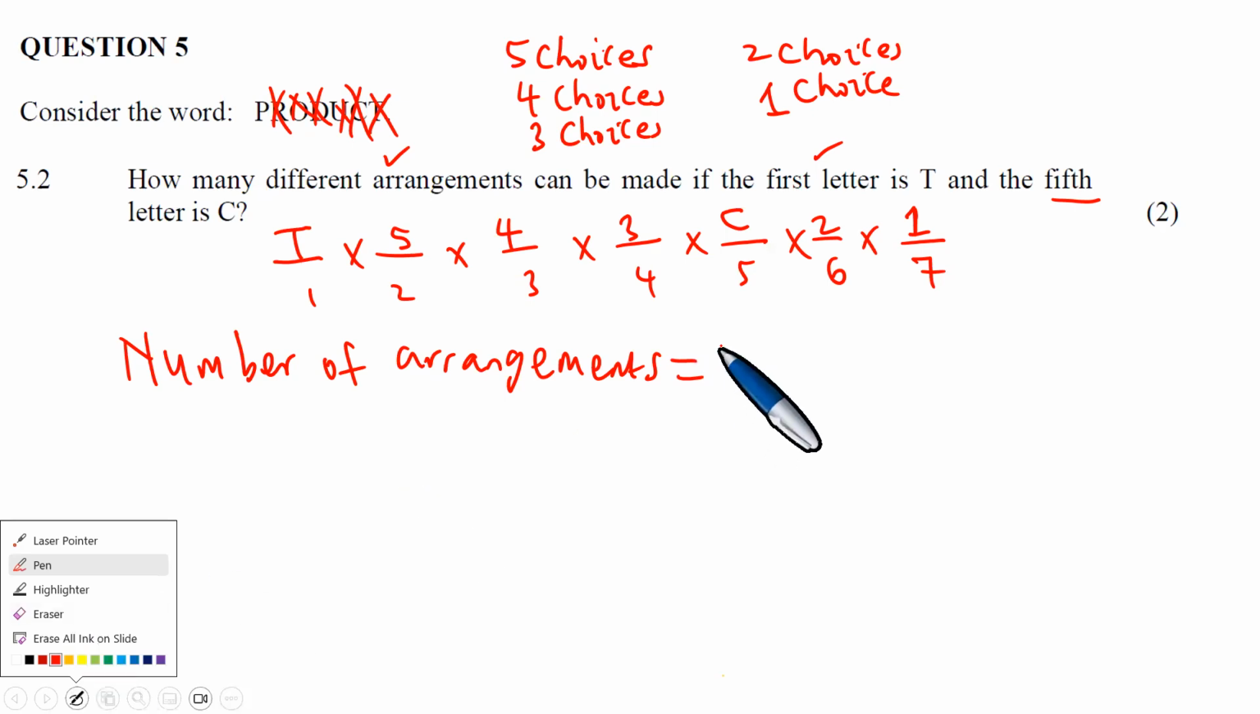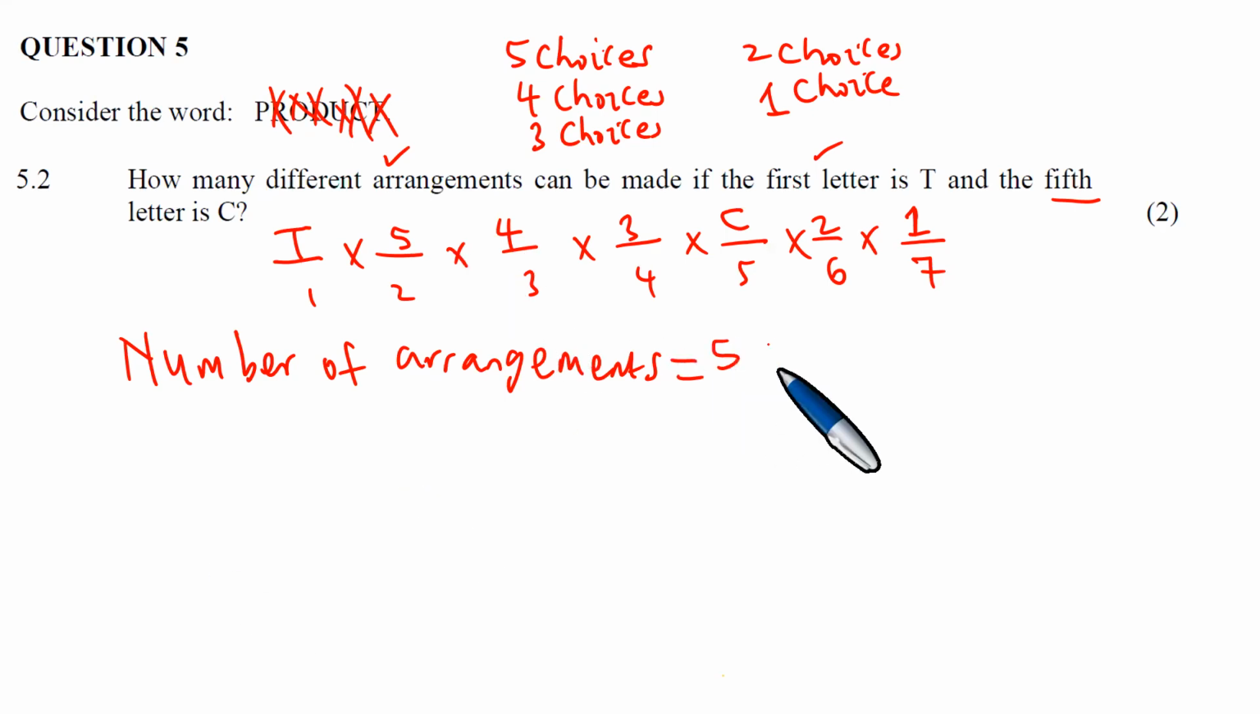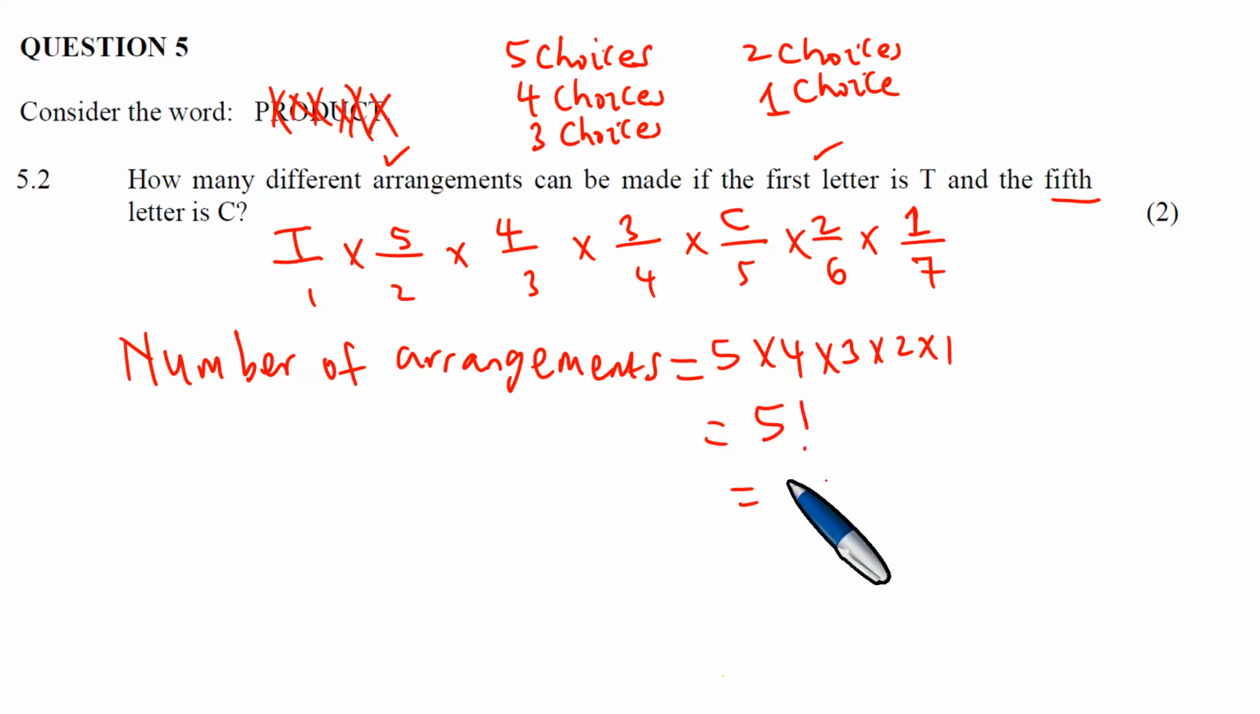So it's going to be 5 times 4 times 3 times 2 times 1. Very simple. It is therefore called 5 factorial. And if you use your calculator, it's 120. The number of the arrangements is 120 arrangements. Okay, so we are surely good. Let's look at 5.3 now.